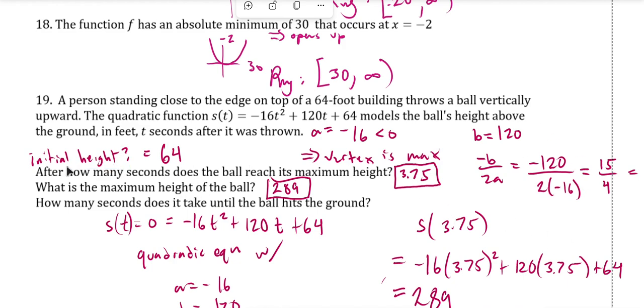I want to notice that even though they don't ask about it, we could easily figure out what the initial height of the ball is. At time 0, it's at 64. So this person was at a 64-foot building, and that's why the 64 appears here.